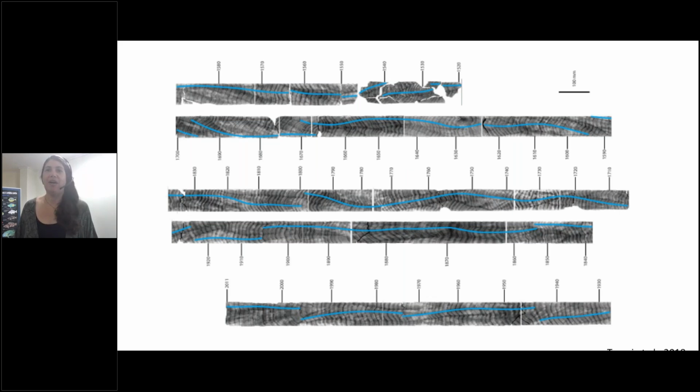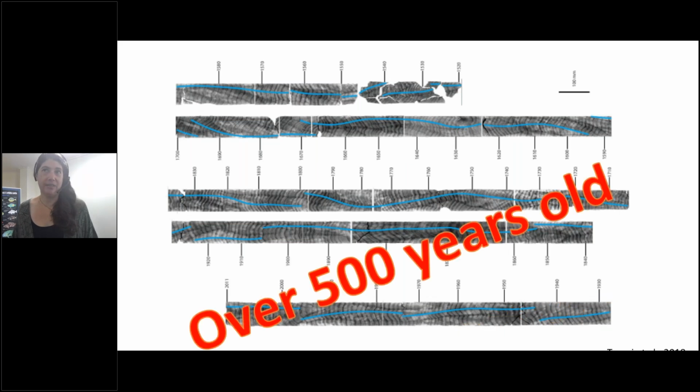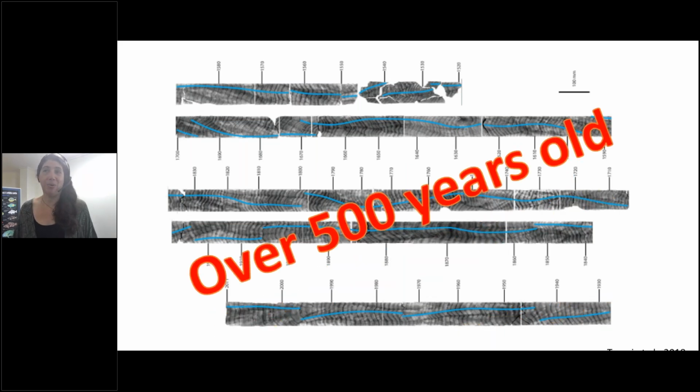And we now have the answer to that question of just how old is Big Mama? Well, the answer turns out to be that it is over 500 years old. The core goes all the way back to 1520. But it's important to know that that may not include the original base of the coral, so it could be even older.